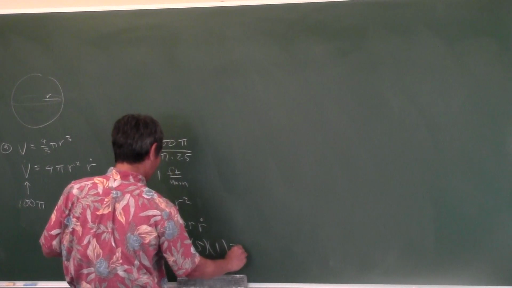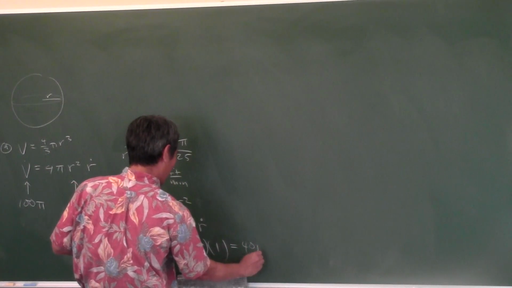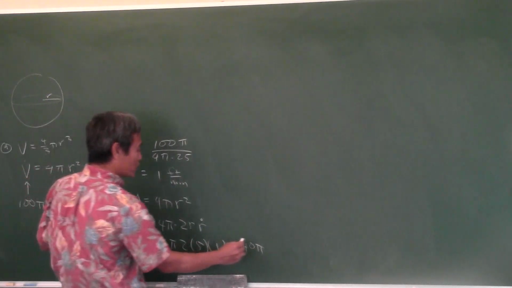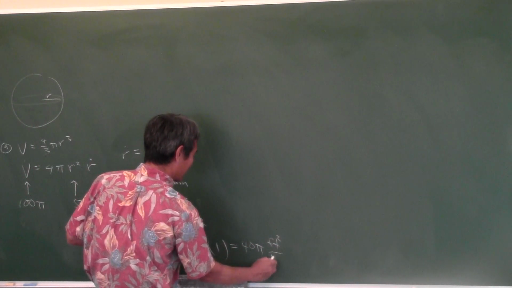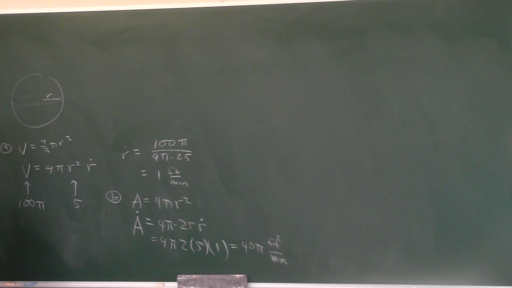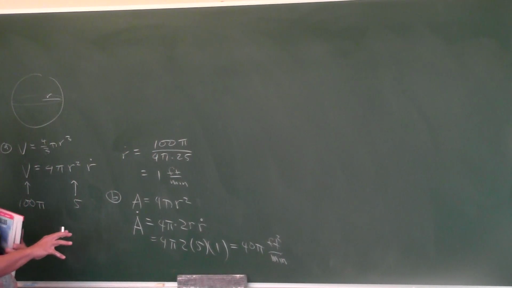And that comes out to 40 pi, and then what are the units? Because we've got area over time. Square feet per minute. What if we forget to put the square on? That's automatic minus 1, because the units are just 1 point.